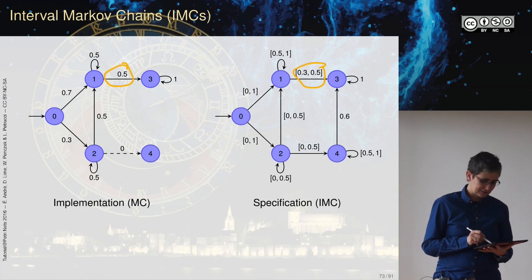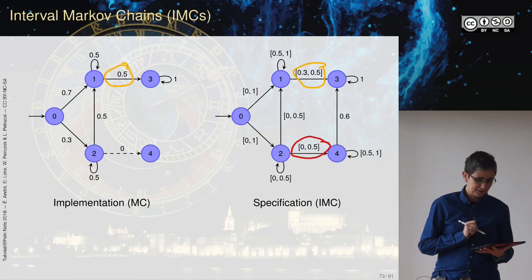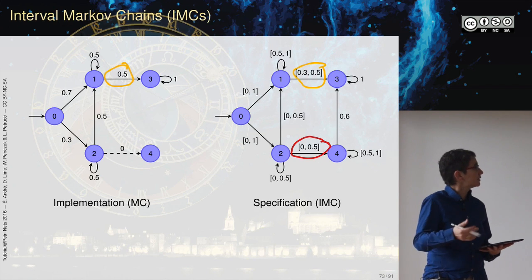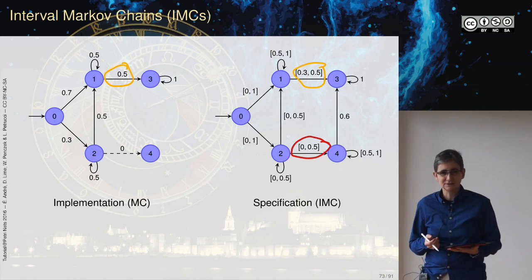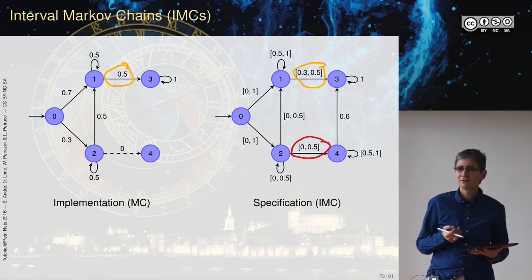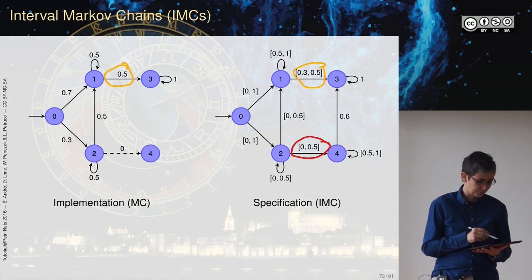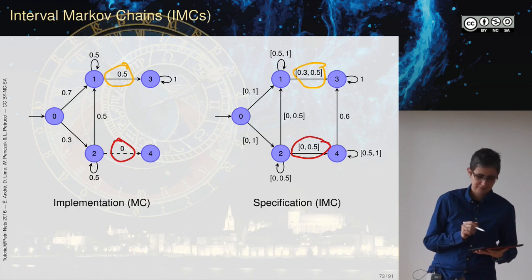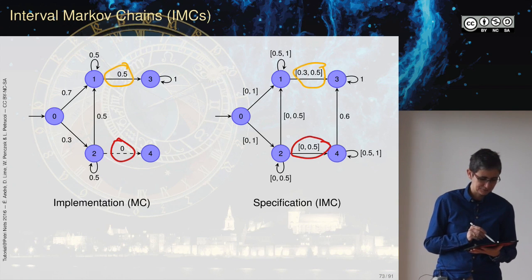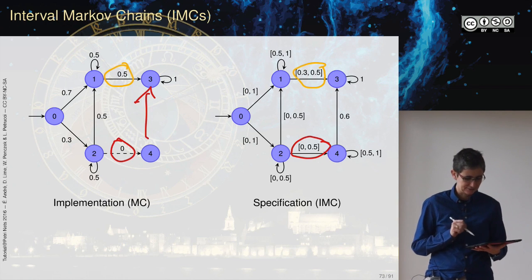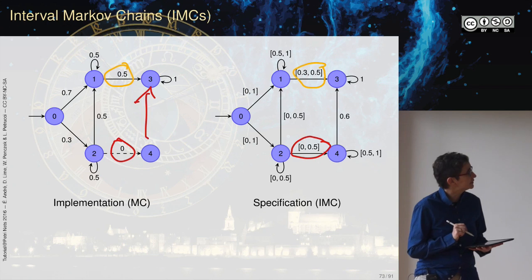You can notice that between 2 and 4, you have an interval where the lower bound is 0 and the upper bound is 0.5. So you can choose to say, well, I have a probability 0 to go from 2 to 4, which is the case in this implementation, right? So disabling the 4, and thus you don't have anything going from 4 to 3 as in the specification.